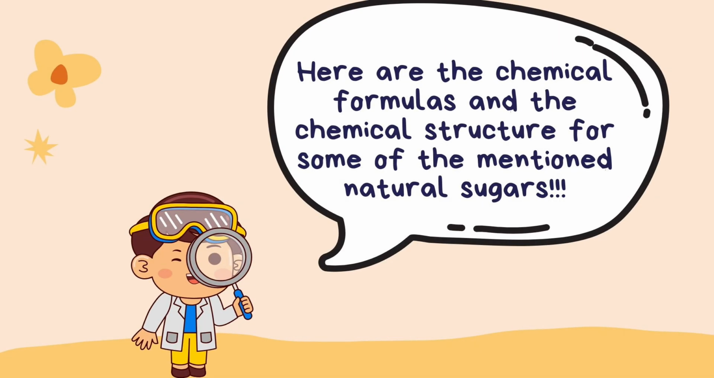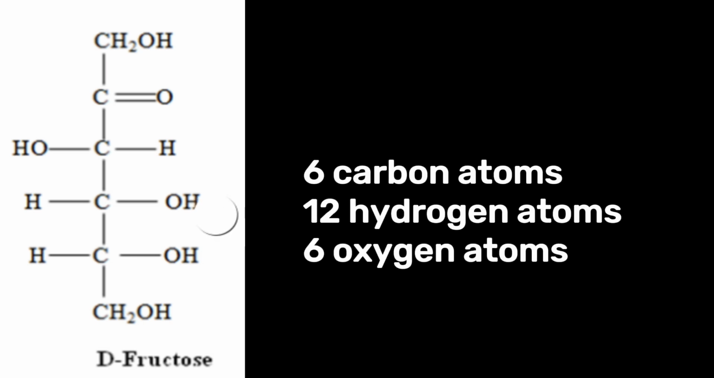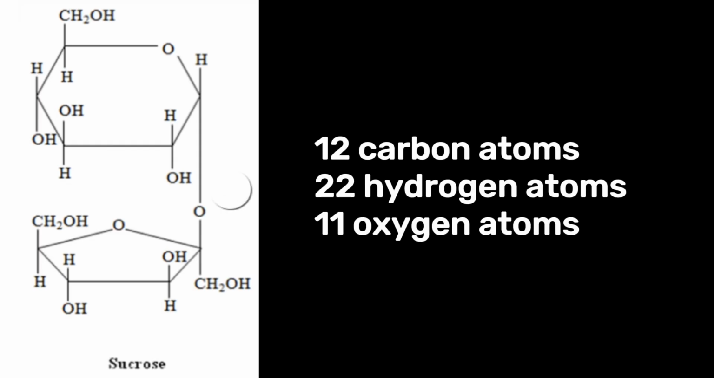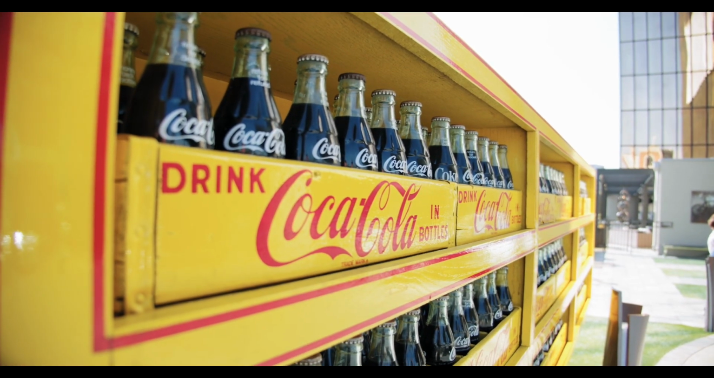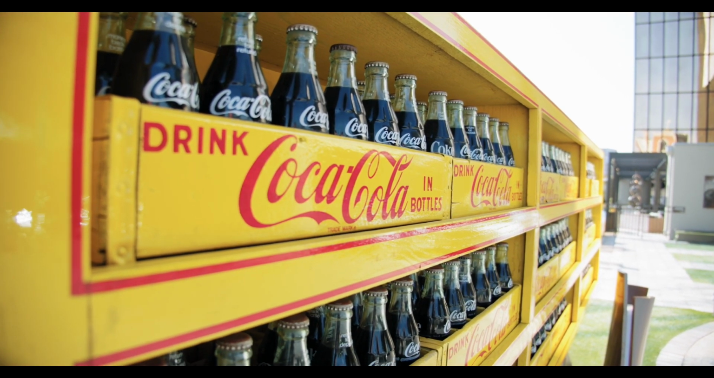Here are the chemical formulas and the chemical structure for some of the mentioned natural sugars. For fructose, the chemical formula contains 6 carbon atoms, 12 hydrogen atoms, and 6 oxygen atoms. Sucrose, on the other hand, has 12 carbon atoms, 22 hydrogen atoms, and 11 oxygen atoms. Depending on the region, most drinks are made with these two types of sugars. Australia mainly uses sucrose, while the US mainly uses fructose.